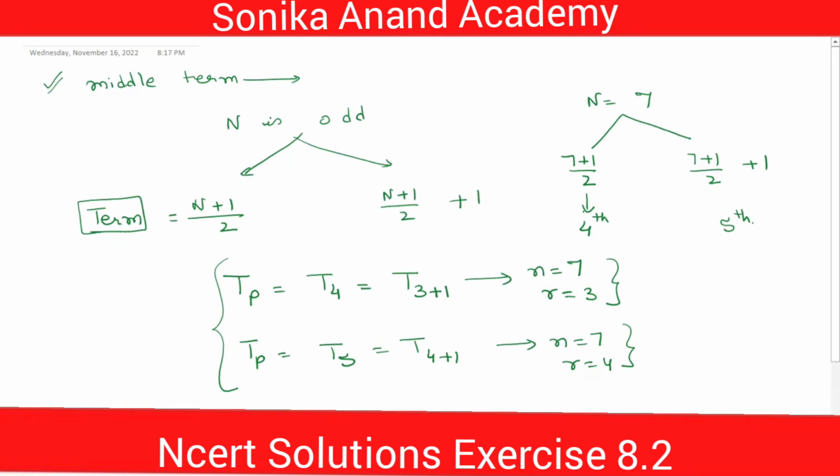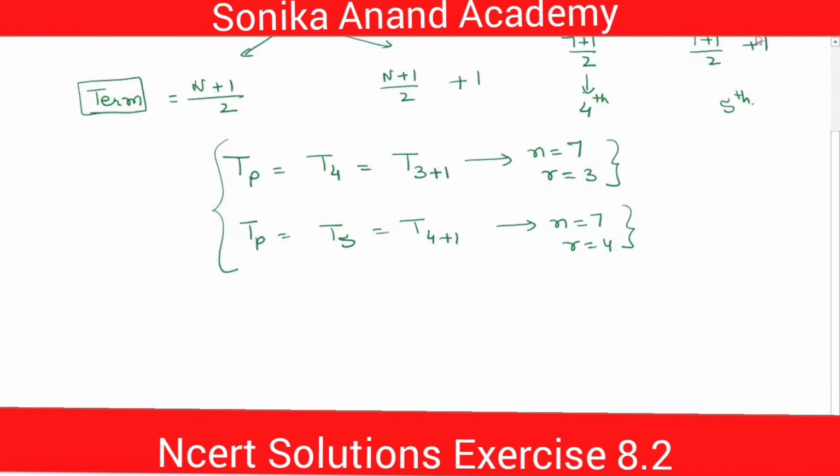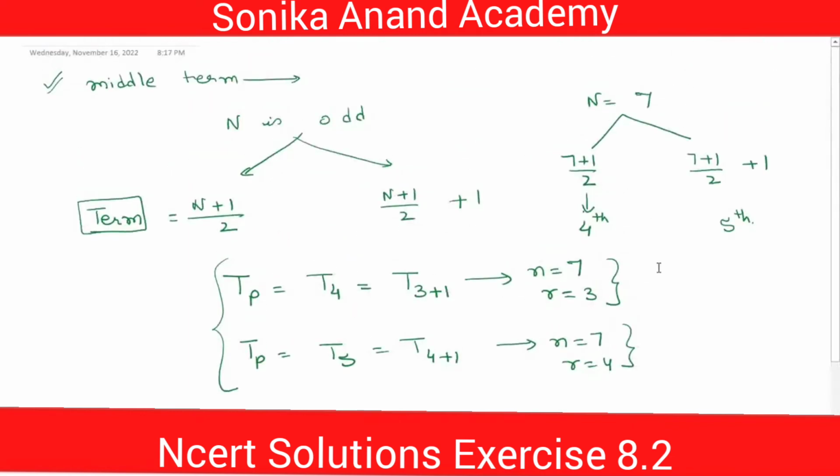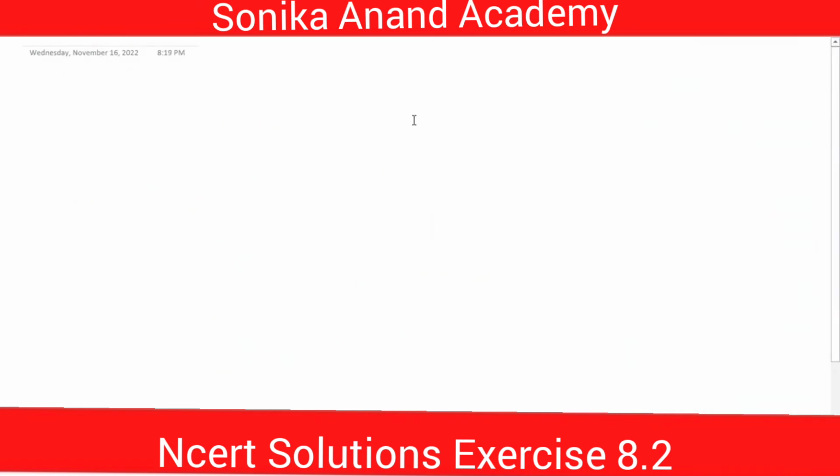Now the next question of your textbook, we have to find again the middle term. But here the n is given as 10. That is an even number, so a different formula. You have noted this. Now when n is an even number, then we have only one middle term.